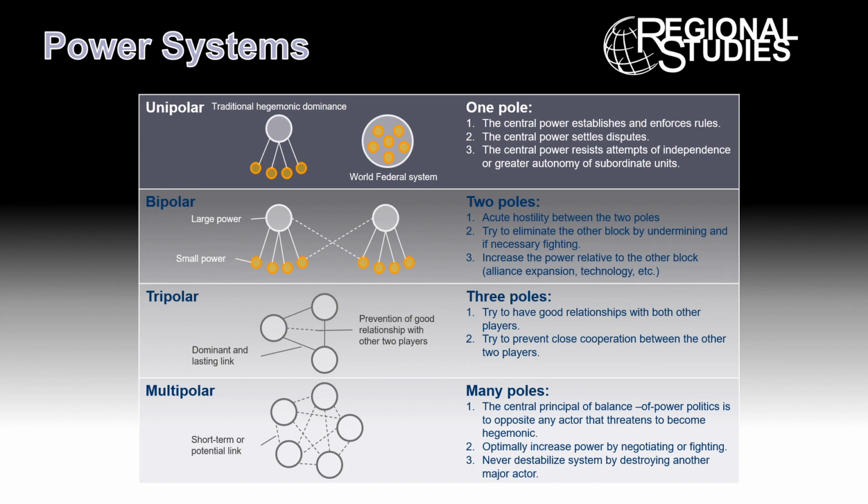The second type of power system is bipolar. This system existed during the Cold War, when we had only two large superpowers, and each one of them had its smaller satellite powers forming part of its bloc. In such a system, acute hostility is inevitable. There is always going to be some tension between the superpowers because there are only two. If one is winning, the other one is losing. So they always have to compete against each other to maintain the balance between them. Each one is going to try to steal the satellite states from the other one. Why? Because those small powers are going to give more power to one side or the other.